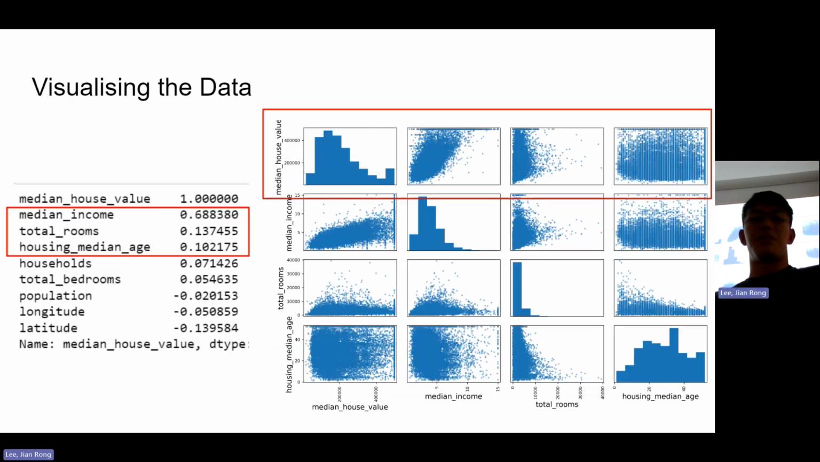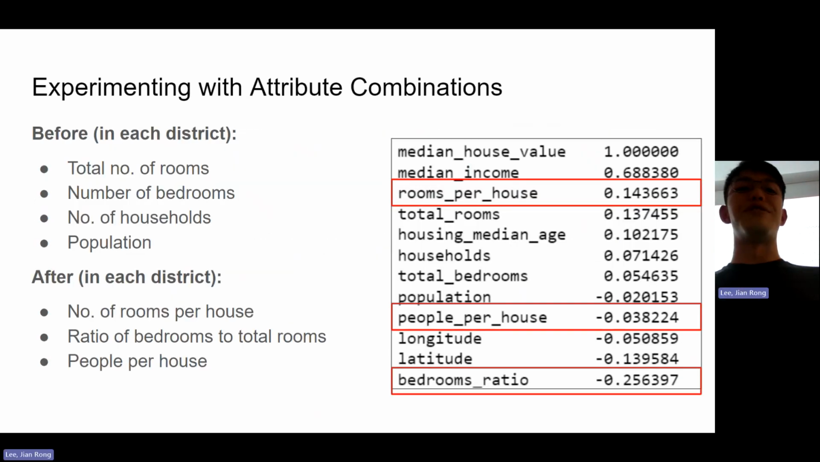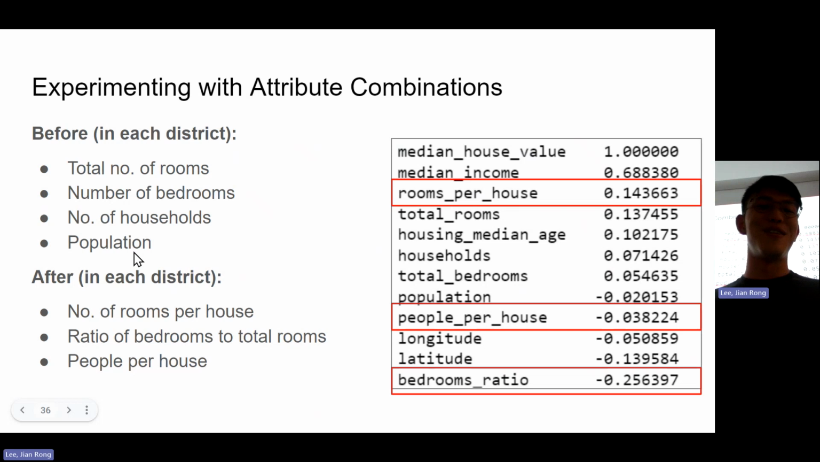One thing that we can do is try to combine some of these columns. Every entry here is a column in the data set. We can try to combine some of these columns to generate more useful features. I'm going to use the terms column and feature interchangeably, but they're basically the same thing. So we can generate more features by combining some of the old features together. Originally, some of the old features we had were total number of rooms, number of bedrooms, number of households, and population.